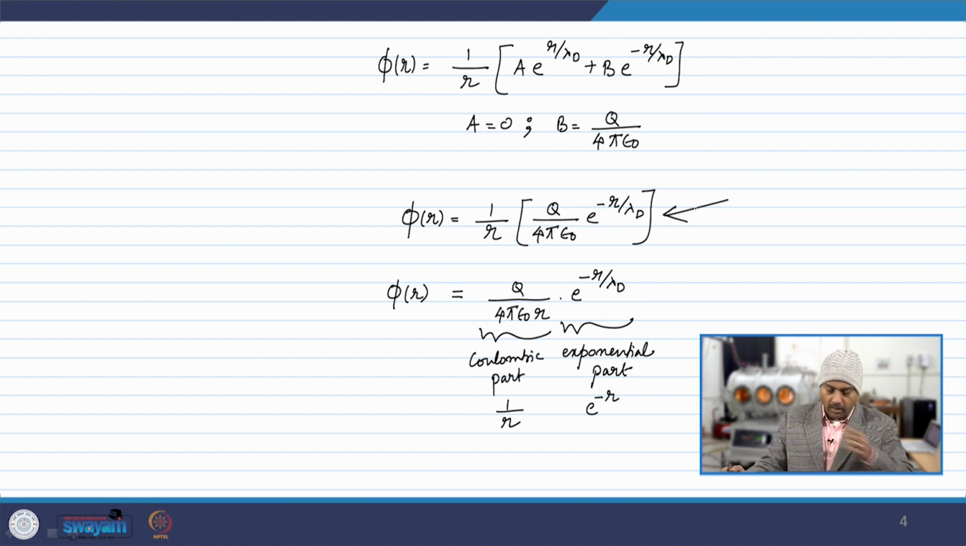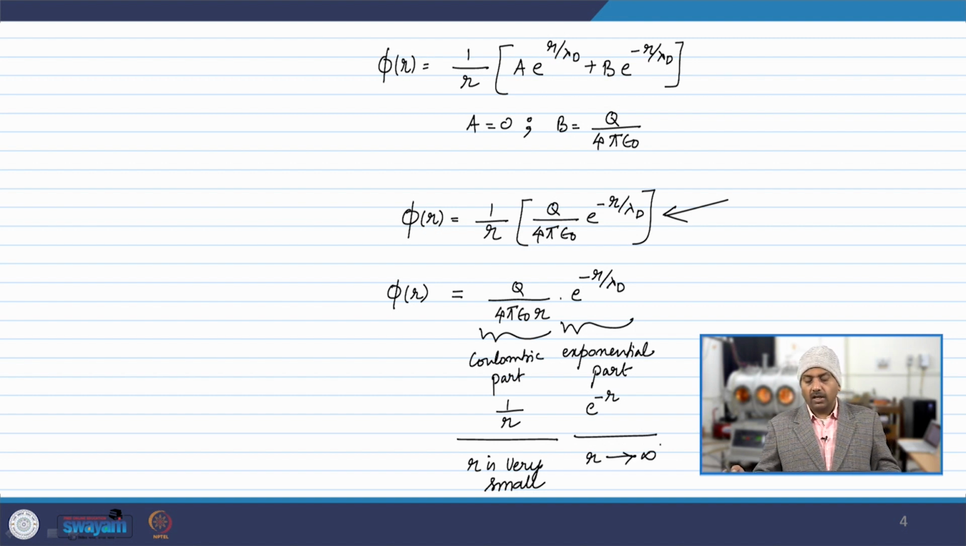So we realize that it is coulombic in nature. So this part was relevant because of the constant B, right. So the coulombic part is relevant when R is very small, isn't it? Because when R is very small, only then we have this e to the power of minus R by lambda D equal to 1, and all of this becomes non-negligible. And this is relevant when R tends to infinity, R is very large. So what is the meaning of this renewed potential? The external test charge effect cannot be felt beyond lambda D, that's what we have to prove.